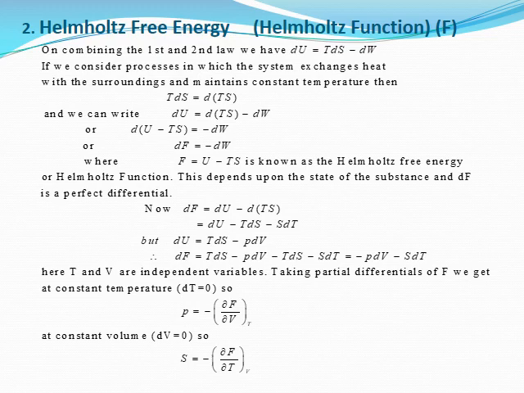Now taking partial differentials of F, we get at constant temperature dT is equal to 0. So P equals minus del F over del V at constant T, and at constant volume dV is equal to 0. So we get S is equal to minus del F over del T at constant V. So here differential of F gives P and S, hence this becomes the second thermodynamic potential.